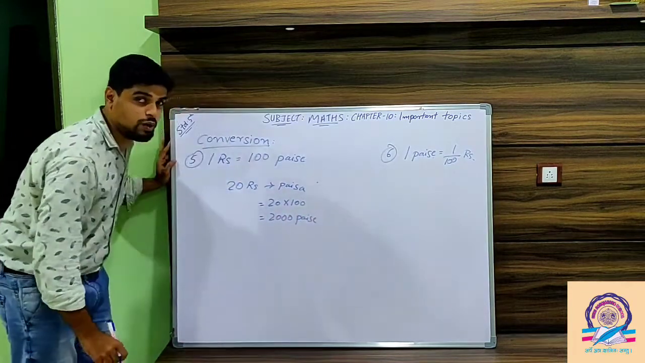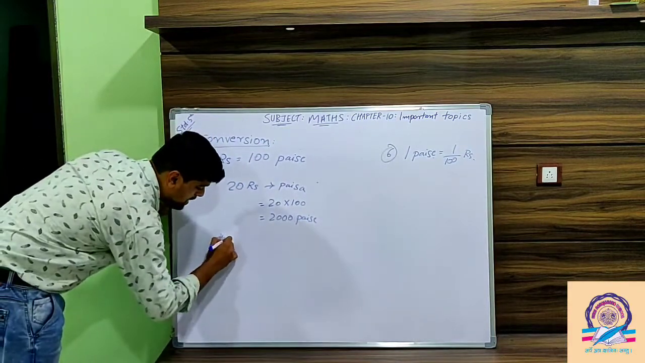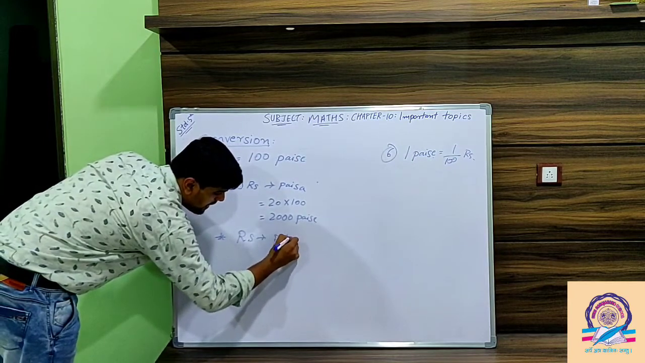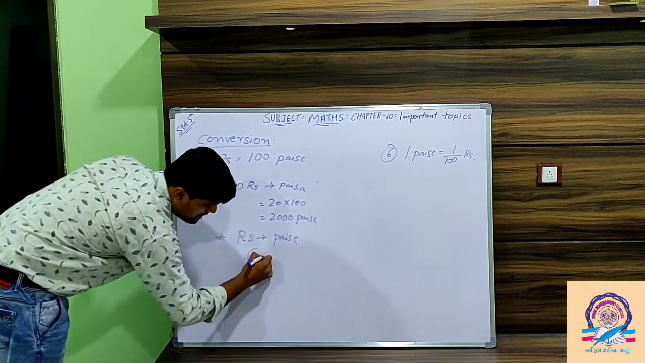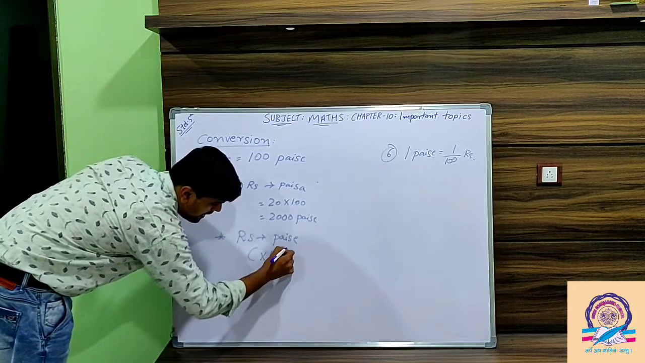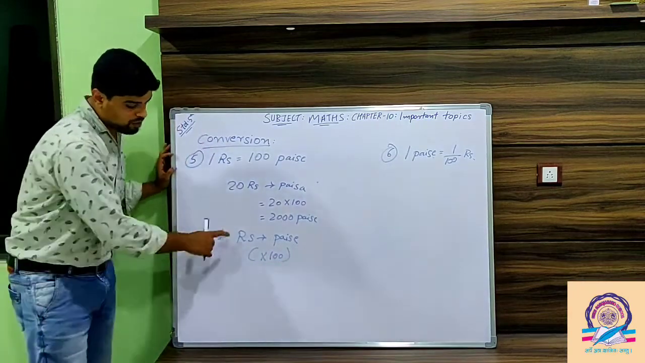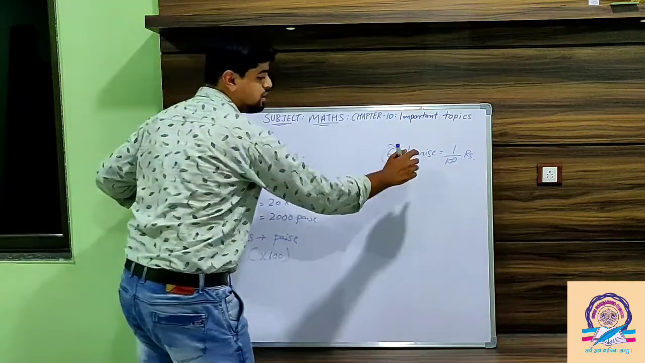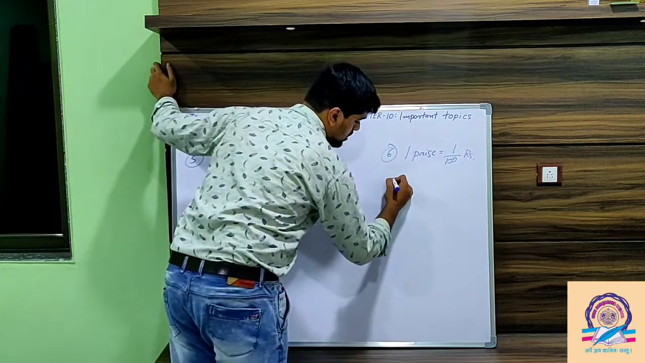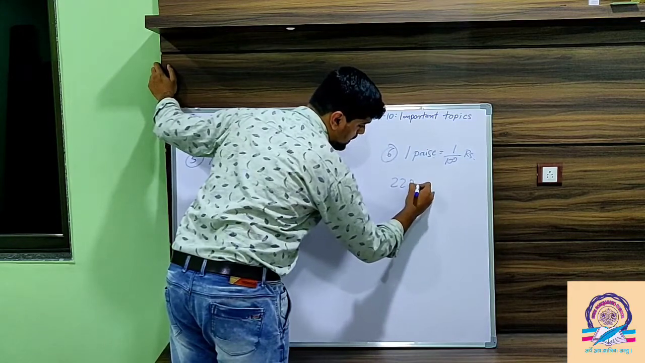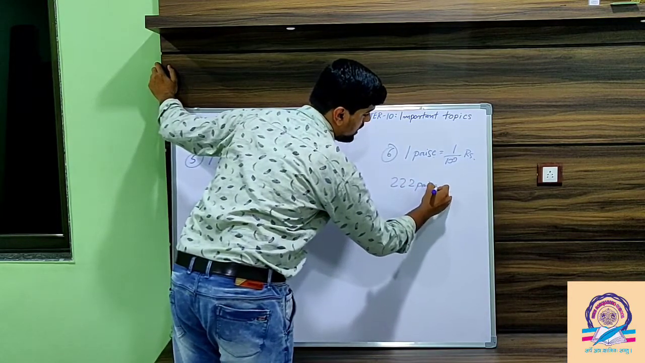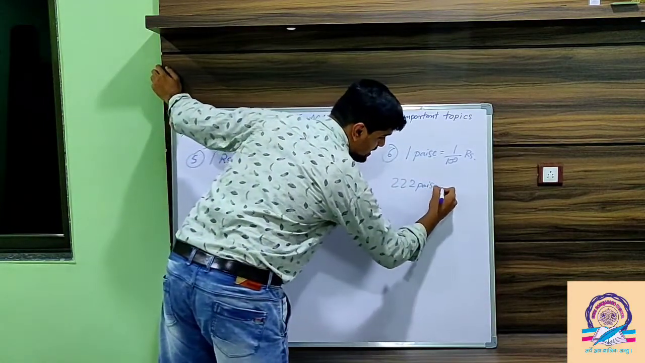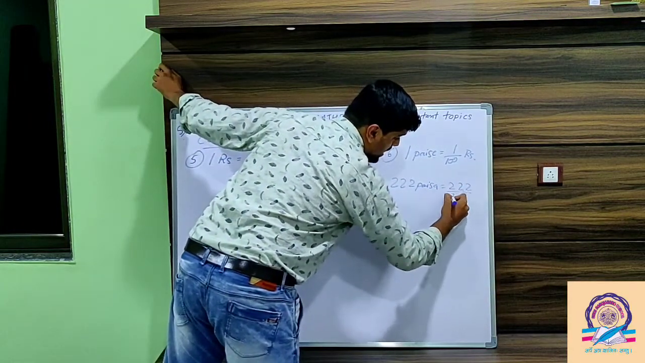Okay, so here what will be our formula? For converting rupees into paise, you have to simply multiply given rupees by 100. For rupees to paise, you multiply by 100. And for paisa to rupees, if you are given 2 paise and you have to convert into rupees, you have to simply divide this 2 by 100.